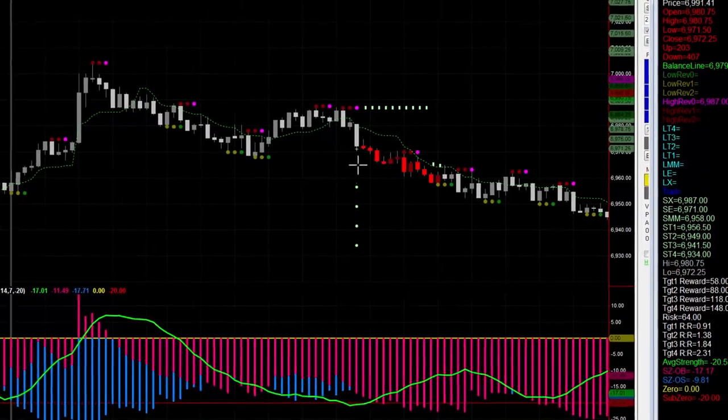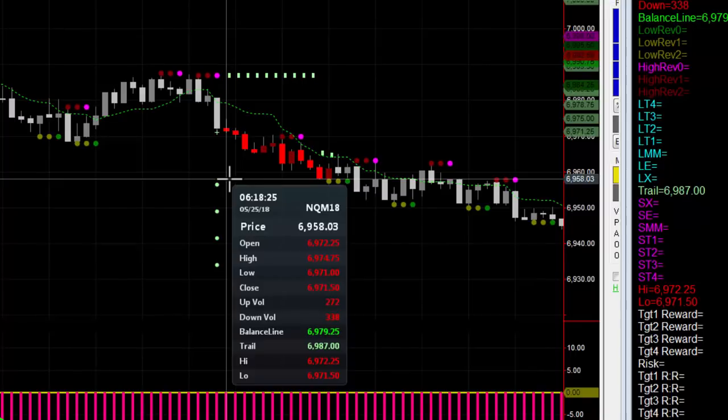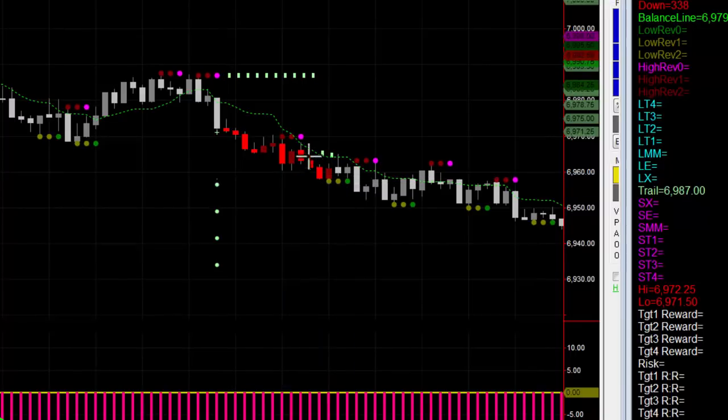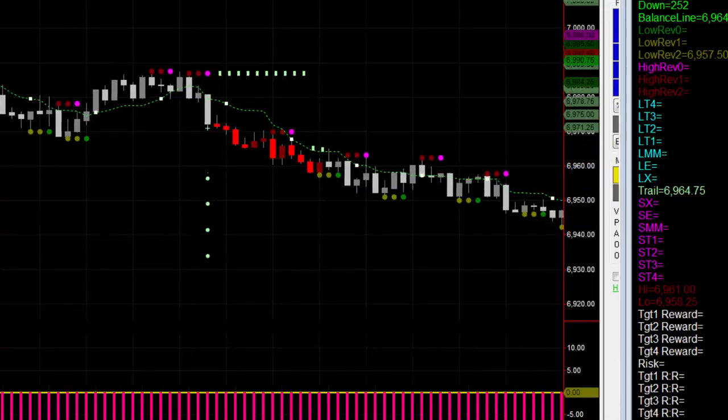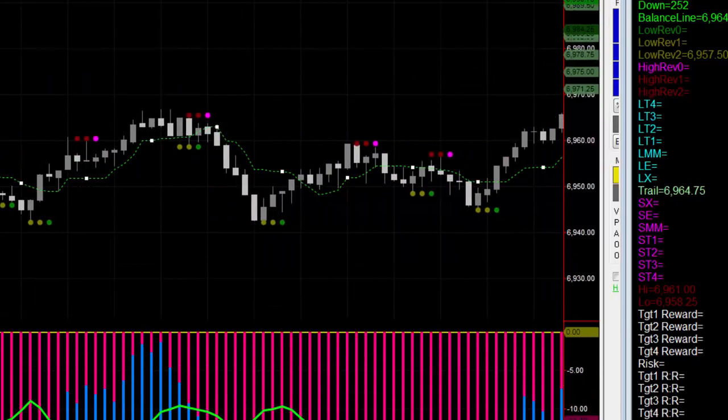Again, SubZero doesn't really care. It gets to break even, doesn't quite get to target 1 before stopping out with money management. And then the next setup after that, totally different look and feel. And you'll see how it stays flat.